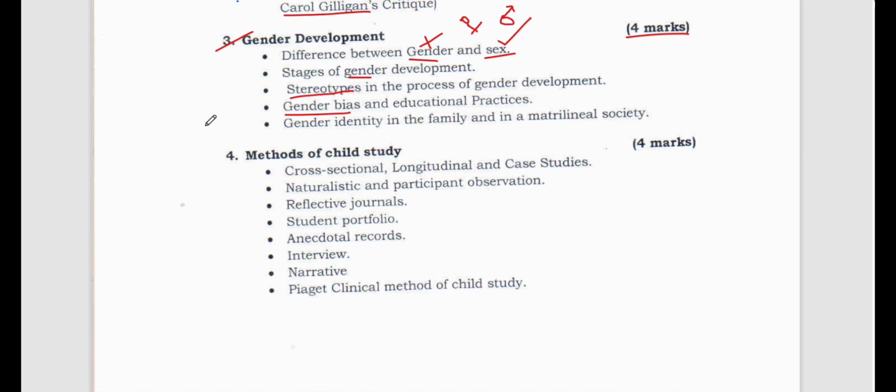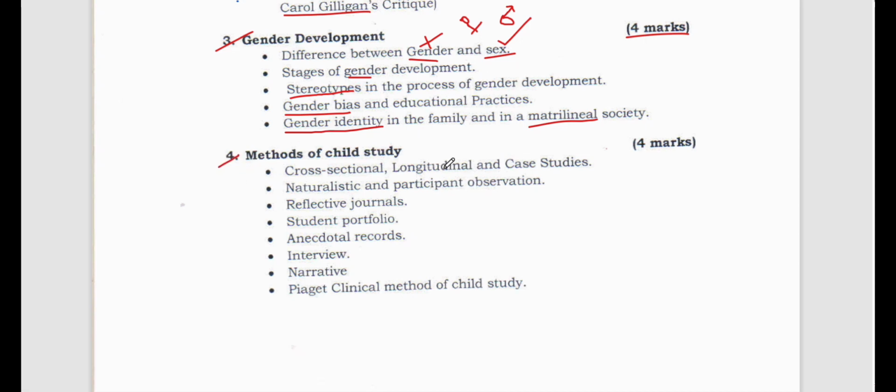All right. Now, gender identity in the family and in a matrilineal society. What is a matrilineal society? Meghalaya, we can proudly say we are the people of Meghalaya, a matrilineal society where the daughters take the surname of the mother, right? Now, how gender is identified in the family plays a very important role. So those also we need to take care of. All right, let's go to the next one now.